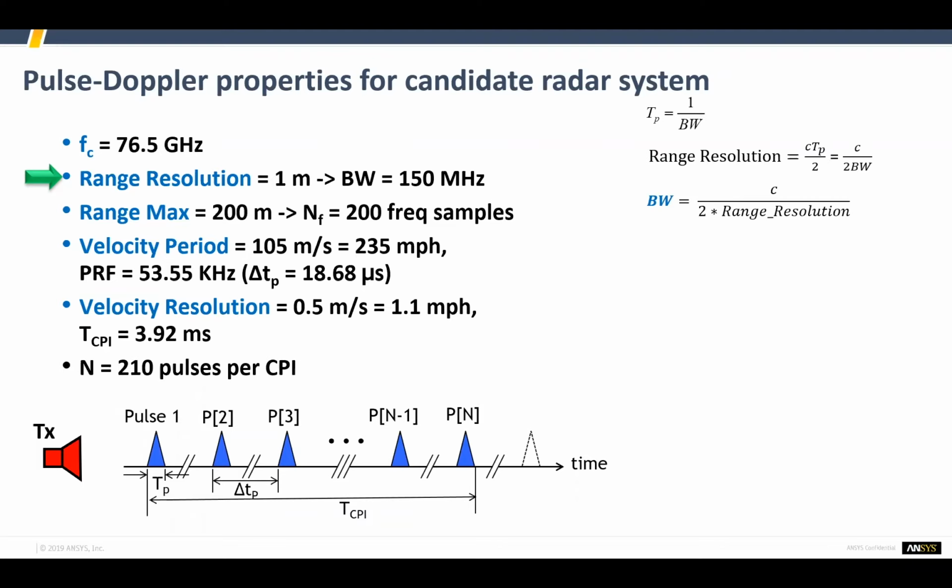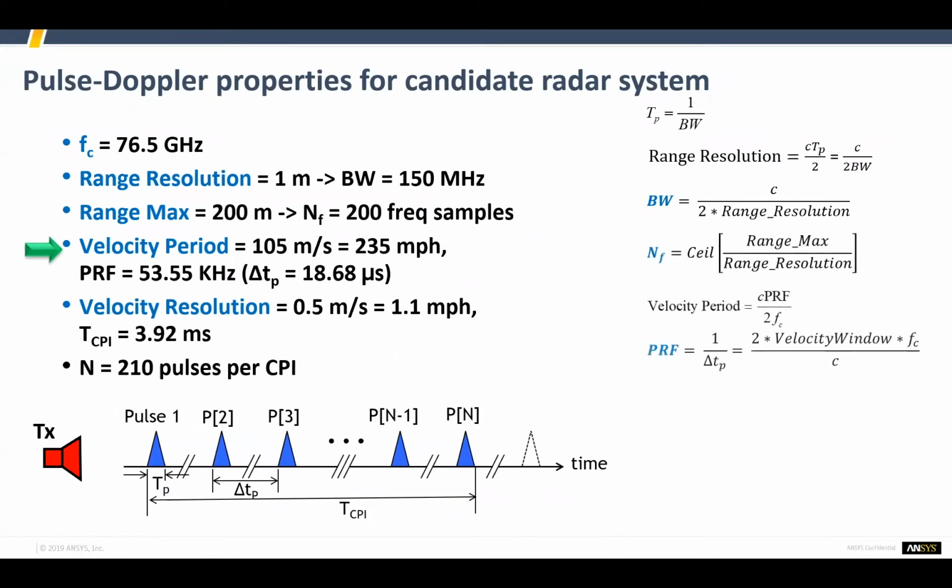So we're saying we want this radar to be accurate at 200 meters. So we need a number of frequency samples, right? In this case, it's 200 frequency samples. Then we can move down to velocity period, and we can see what the mathematics to derive that are, and that gives us our delta t time steps. That will also tell us what our resolution of velocity is going to be. So we have a resolution of about 1 mile per hour, right?